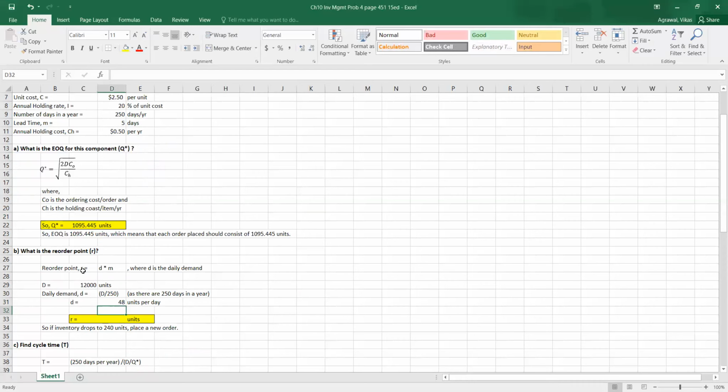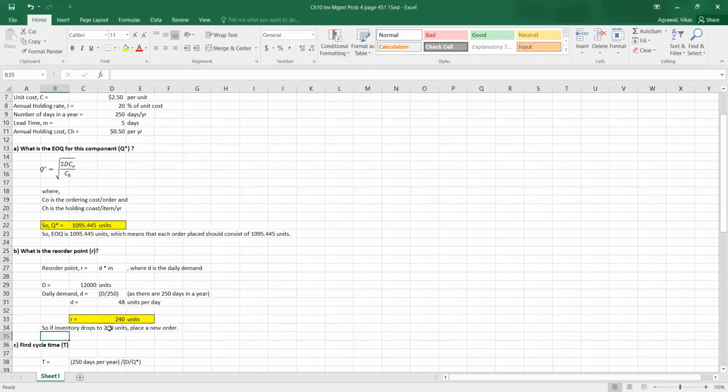Okay. And my reorder point, if my lead time equals 5 days, is going to be my daily demand times my lead time, which is 5, which means that if the inventory drops to 250 units, you need to place an order. Because every day you're consuming 48 units and it takes 5 days for you to receive the order once you place the order.